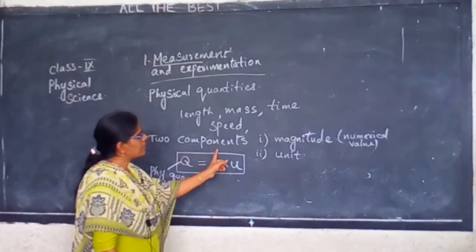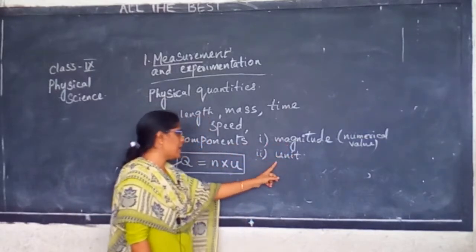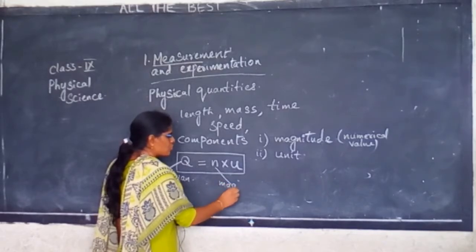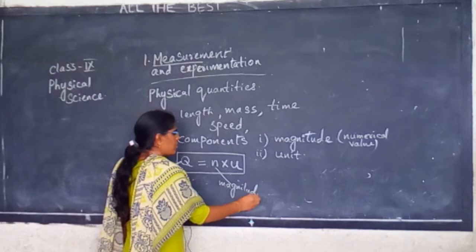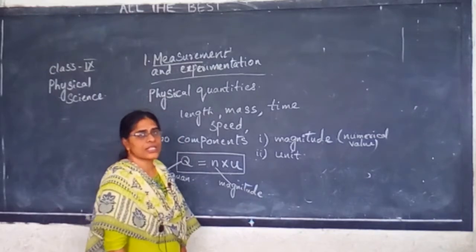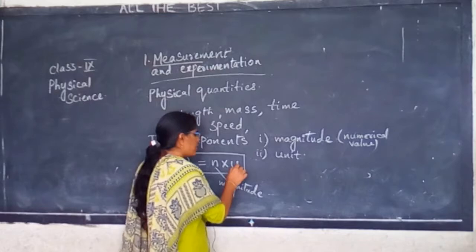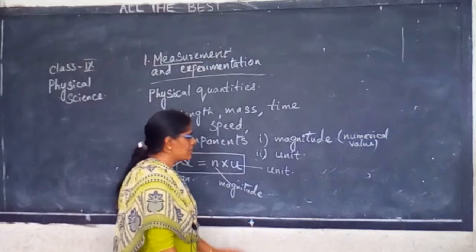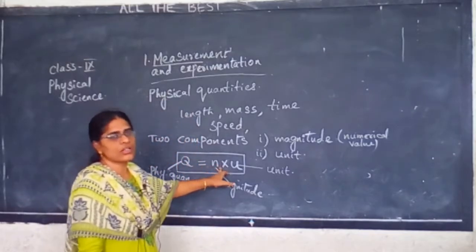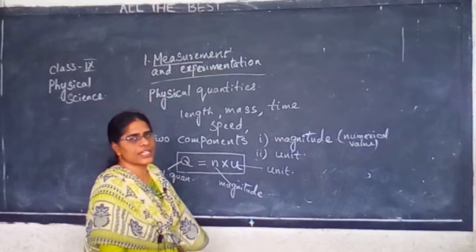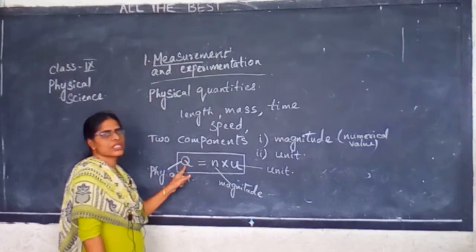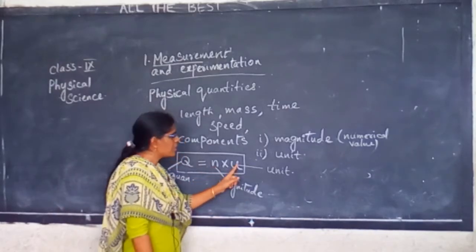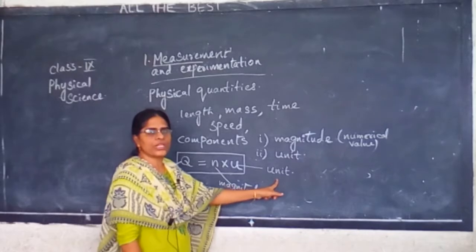Magnitude must be there as well as unit. N always represents a magnitude. U is unit. This is the generalized formula to represent any physical quantity. Q is a physical quantity, N represents magnitude, U represents a unit.